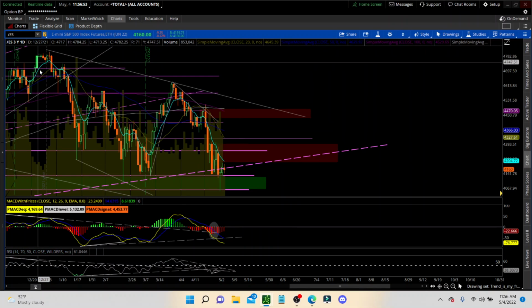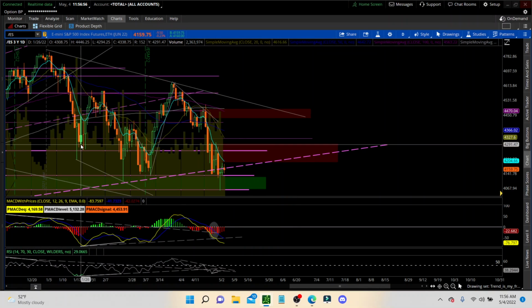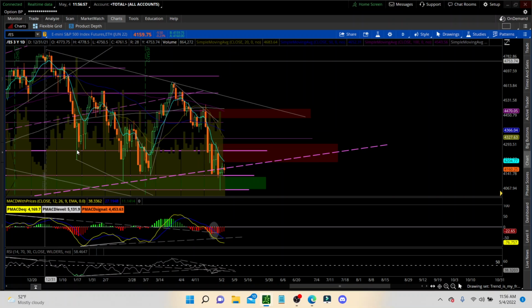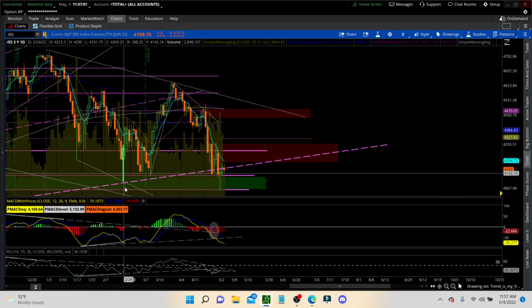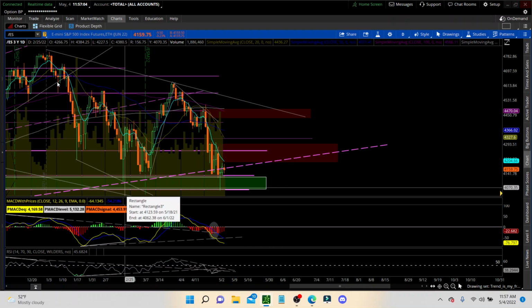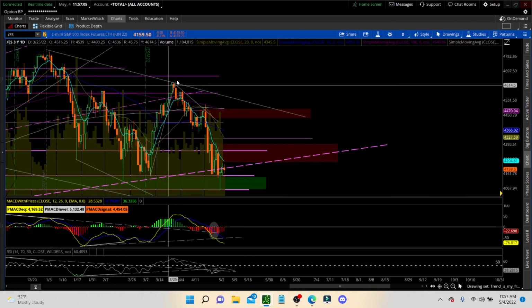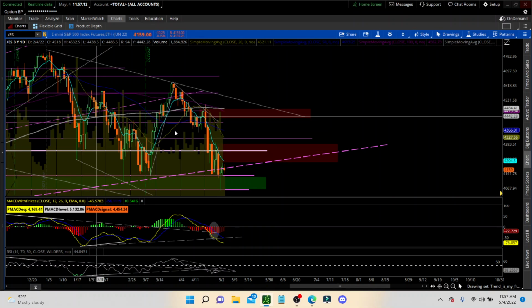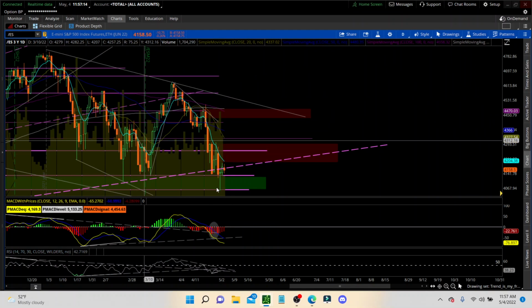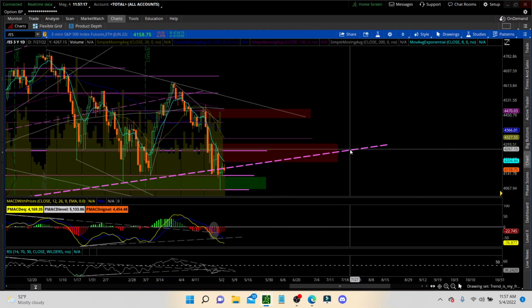But looks like this is a possible 3-wave move down or a 3-wave 4 and 5. So either way, this could happen. Both work for this to be a 5-wave move down, 3-wave move up, and looking for an impulsive 3-wave move down, whether this is an ABC or 1, 2, 3, we're still looking for more downside at that point.